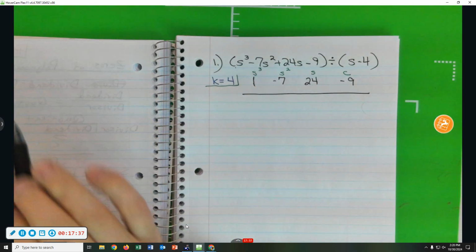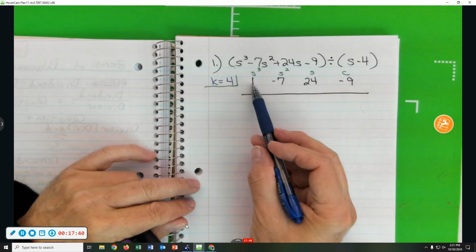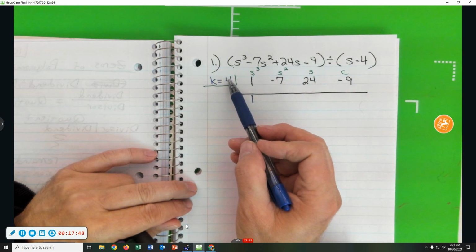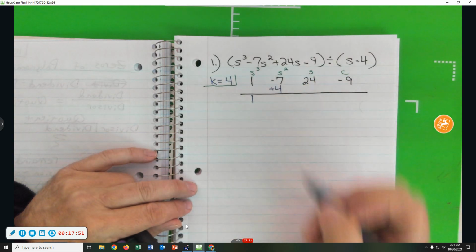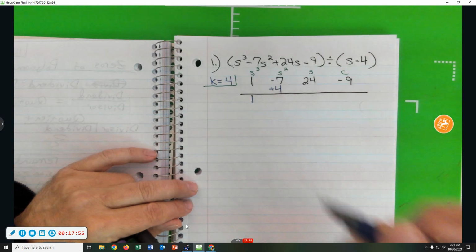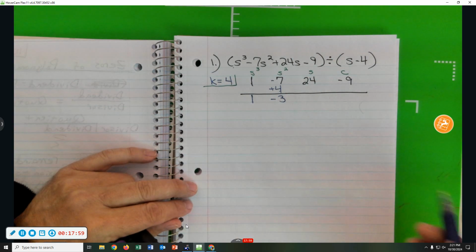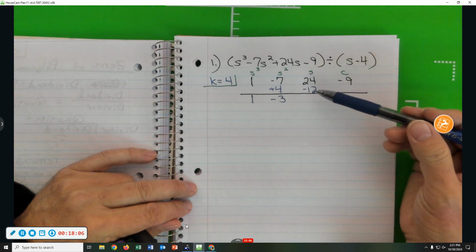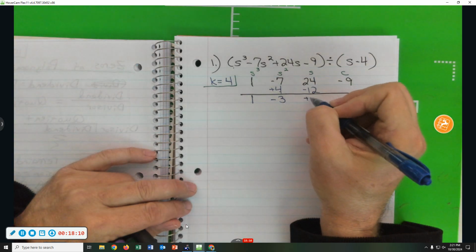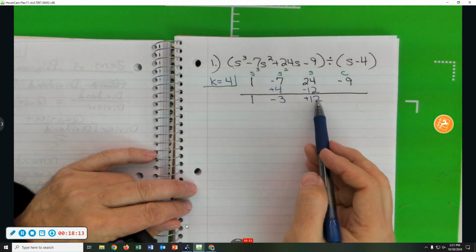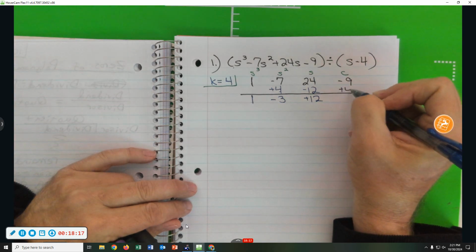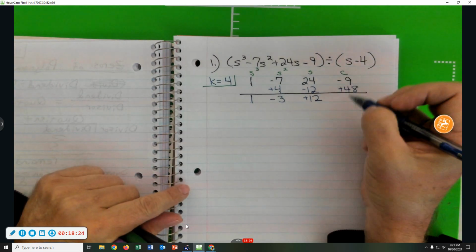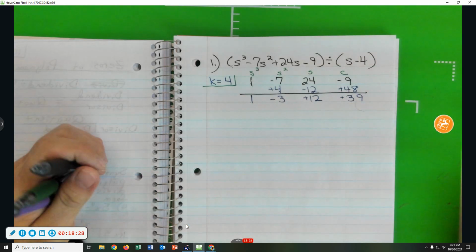Skip a line. You start the process by bringing down the leading coefficient. You bring down the 1. Then you start multiplying. 4 times 1 is a positive 4. Negative 7 plus 4 is a negative 3. Negative 3 times 4 is a negative 12. 24 minus 12 gives us a positive 12. 12 times 4 is a positive 48. Negative 9 plus 48 is a positive 39.